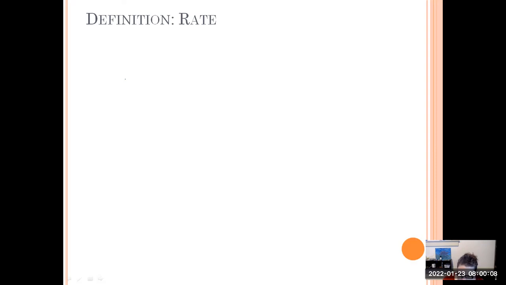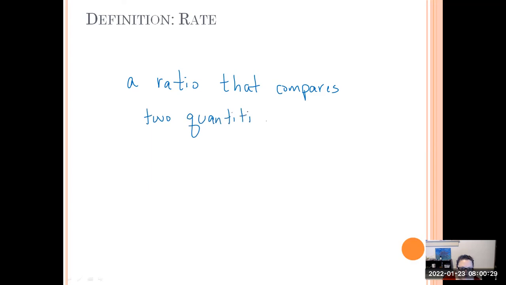It's a ratio that compares two quantities with different units. And we haven't defined unit rates yet, but we'll do that next. Okay. Moving on to the next one.